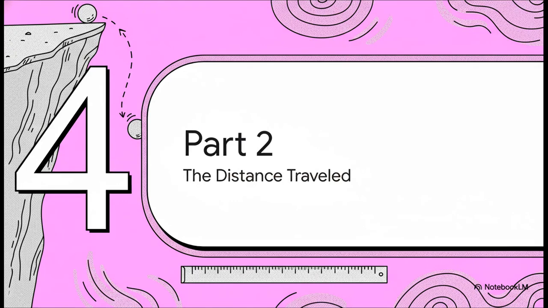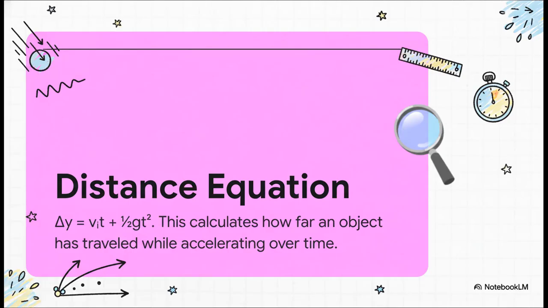Let's jump into our second objective. Now we need to figure out how much ground, or air, the ball has actually covered. How far has it fallen from the top of that cliff? So, it's back to the toolbox, but this time we need a different tool. This is the kinematic equation for distance, or displacement. You'll see it written as delta y. That little triangle, delta, just means the change in. So it's the change in the vertical position.